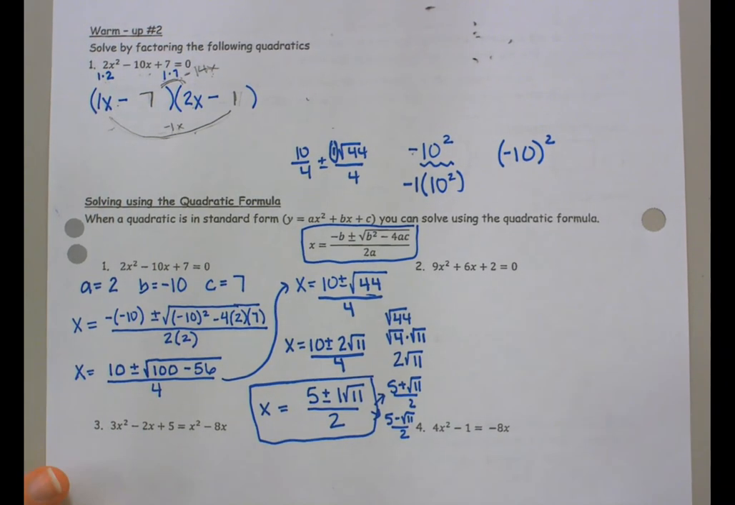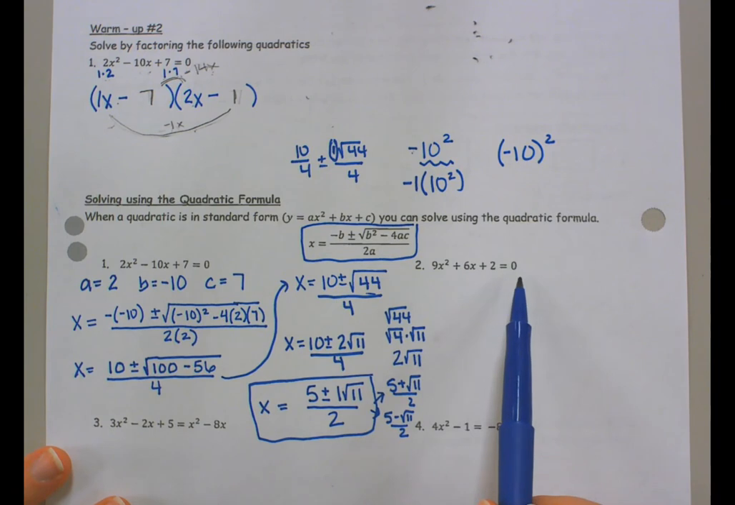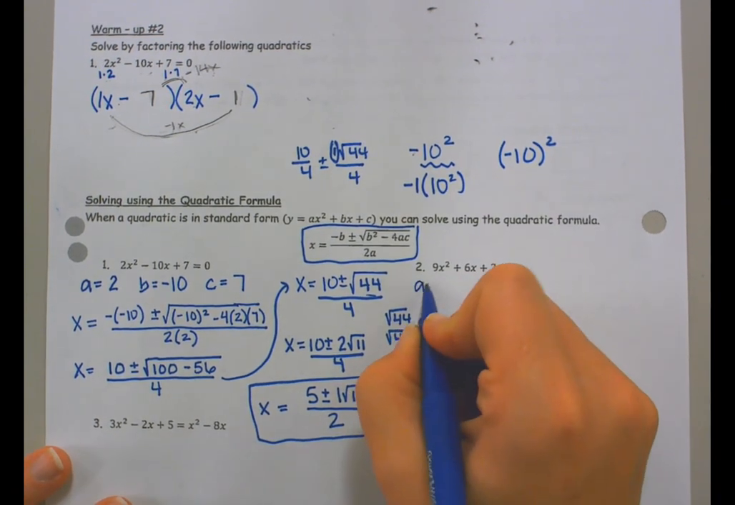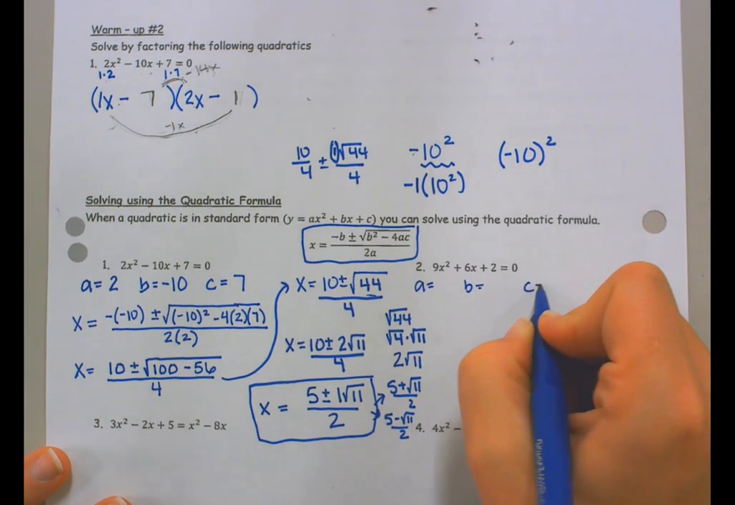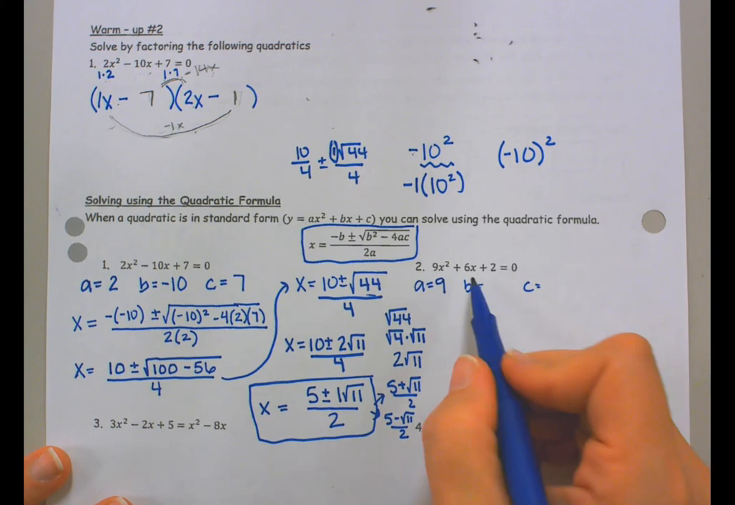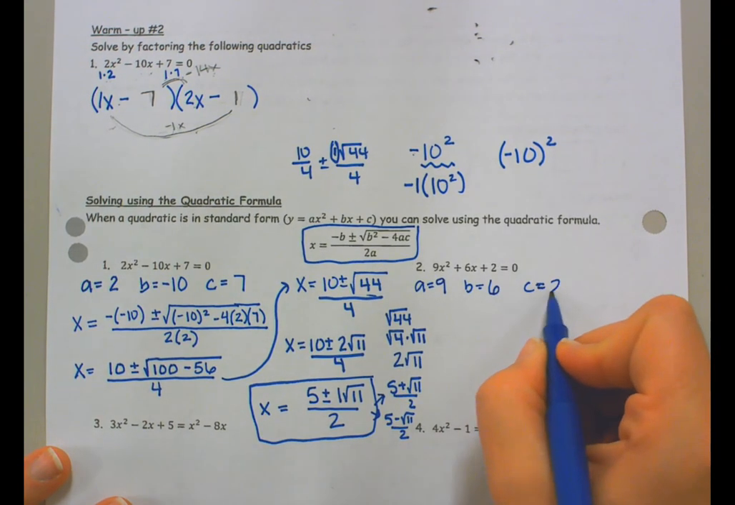Okay, so like we said before, we can use the quadratic formula, but this has to be in standard form. Considering it's already in standard form, I'm set to identify A, B, and C. So A is 9 because it's the number in front of my x squared term. B is 6 because it's the number in front of my x term. And C is my constant, 2.